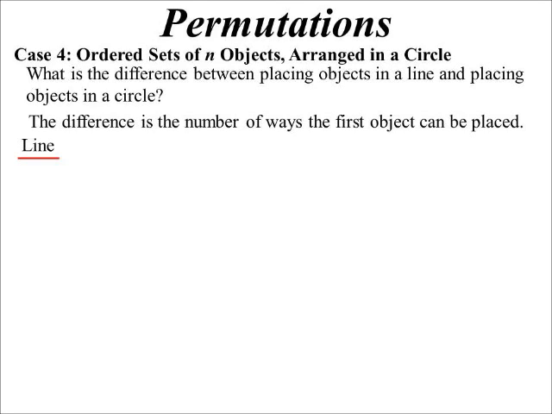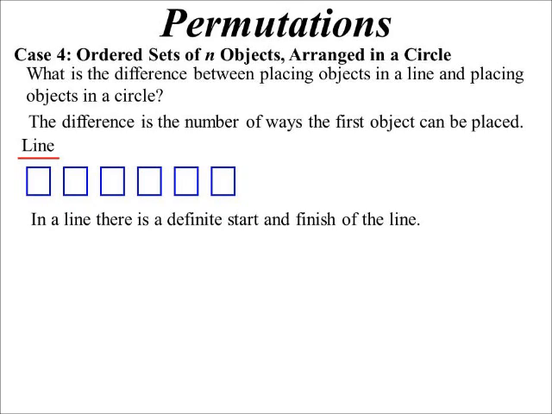Here's a line. Remember, we've got n objects over there in the corner. Well, let's give it numbers rather than n. So we've got 6 objects. When I have a line, there's a definite starting and finishing place. So if I put the first object in the first spot, it's different to if I put it in the last spot. Okay? So the first object has a choice of 6 positions.